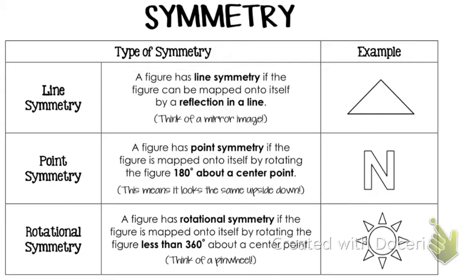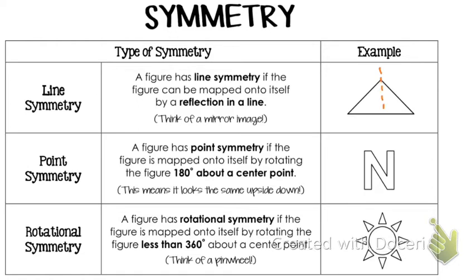Okay, so line symmetry. A figure has line symmetry if the figure can be mapped onto itself by the reflection of a line. Think about a mirror, okay? You hold up a mirror, and are things going in the same direction when you hold it up to a mirror? No, they're going the opposite direction. So that's kind of what's happening here.